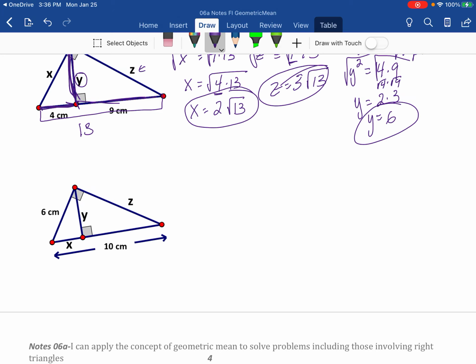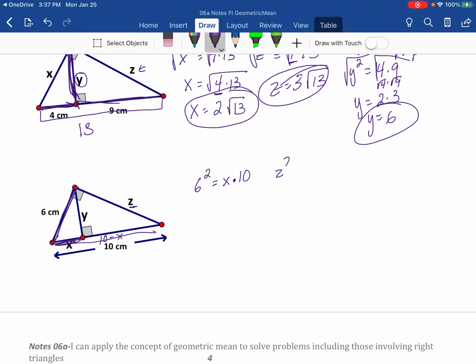Okay, this next one, I know the whole side is 10. This side right here is going to be 10 minus x. Okay, so I'm going to set up my 3 relationships. I know leg squared is equal to part, the adjacent part times the whole, because it's hypotenuse over leg equals hypotenuse over leg. So 6 squared is equal to x times 10.